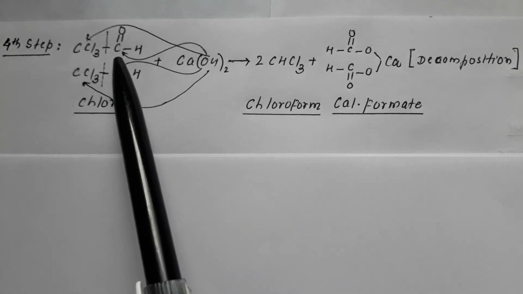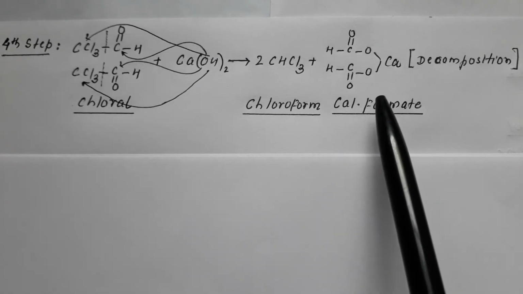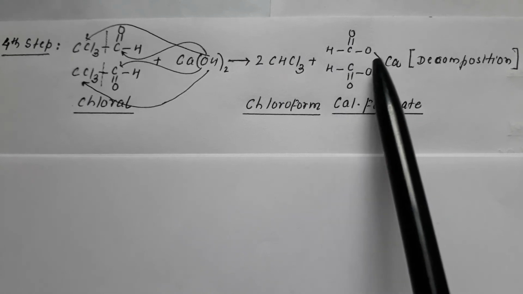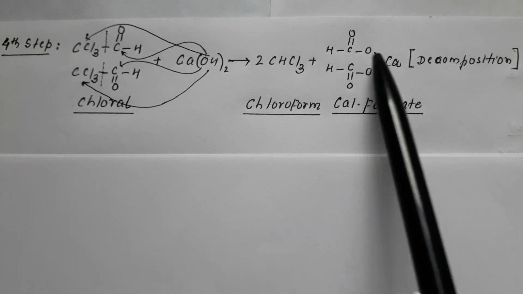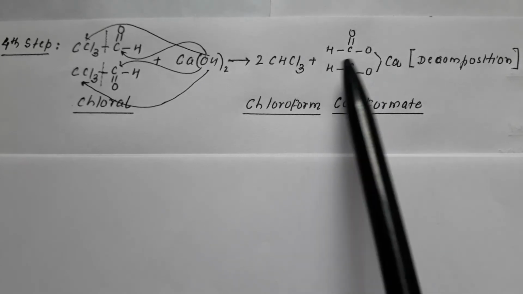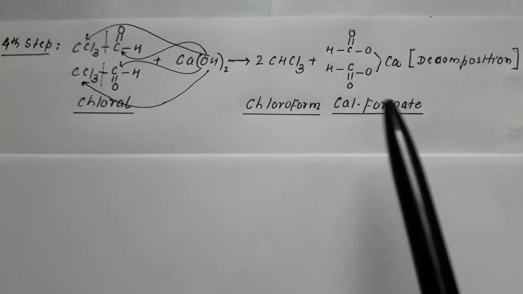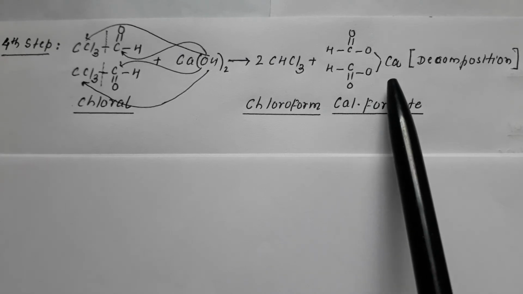1 oxygen combines to this carbon, 1 oxygen combines to this carbon. So it is HC=O, O, HC=O, O. If there would have been H, then this molecule would have been formic acid. HC=O, OH is formic acid. Since H is not present, it is termed as formate, with calcium attached instead of hydrogen.